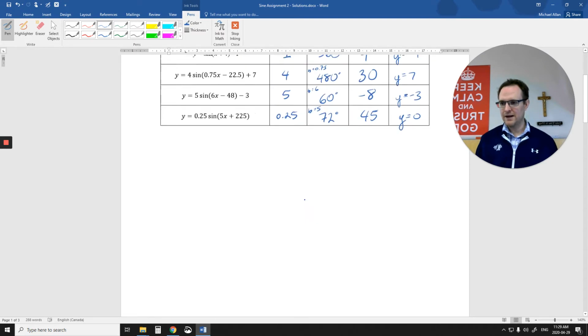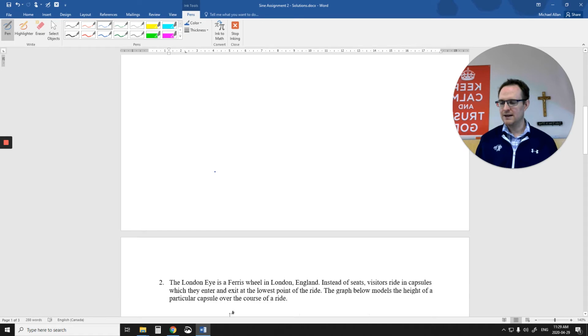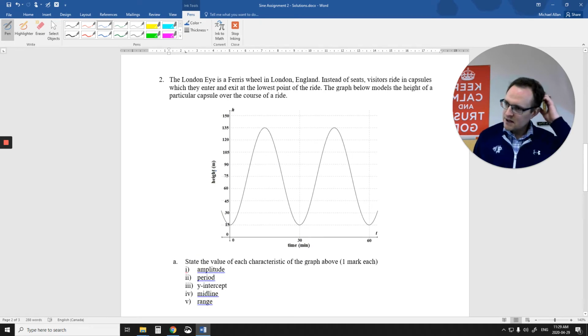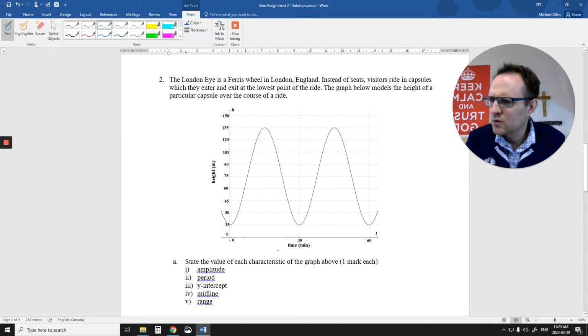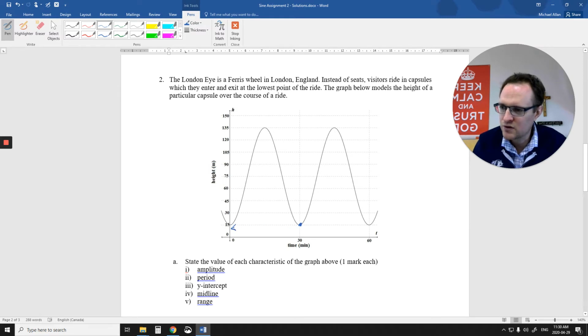If all else fails, you can graph them and try to figure out what they are based on the graphs. So here's a graph of a Ferris wheel in London. The London Eye is going up and down. It's got a max height, you've got a min height, that's 15 meters here above whatever the ground is maybe. You can see that it goes up and then back down in 30 minutes. So from a trough to a trough, remember that's your period. So my period, this one is 30 minutes, okay?